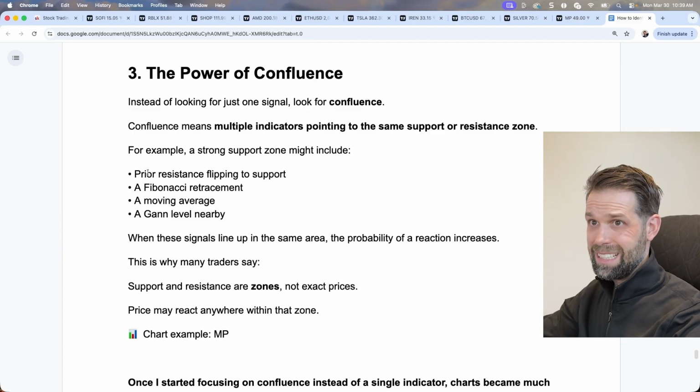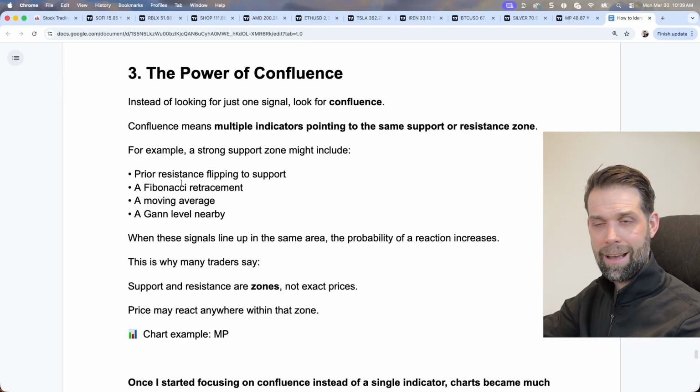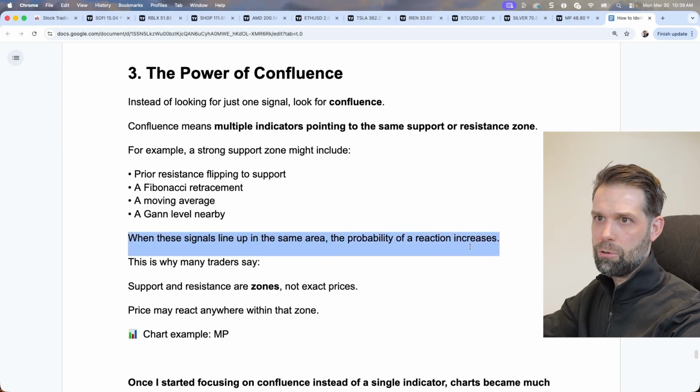So, examples of this is previous resistance flipping to support in that area. There potentially might also be a fib retracement line. There might also be some moving averages or a Gann square nearby. So when these signals line up in the same area, probability of a reaction increases.